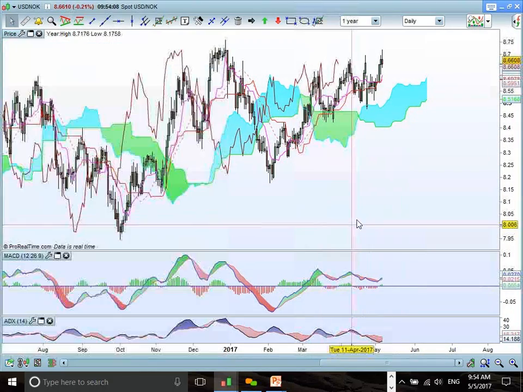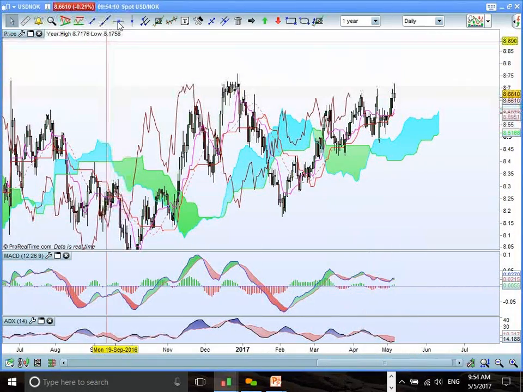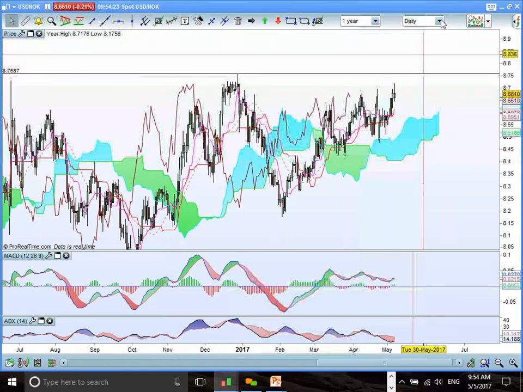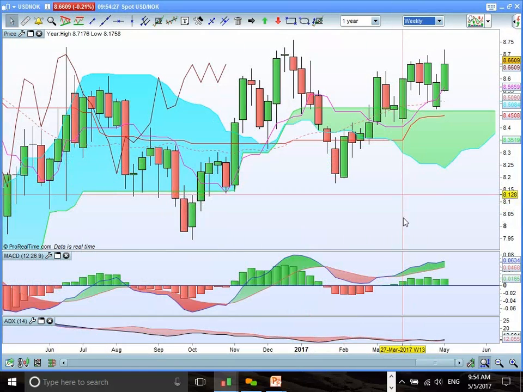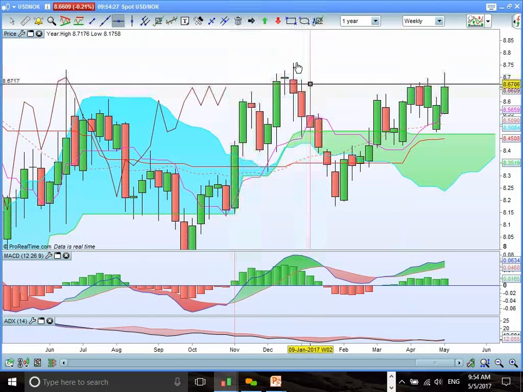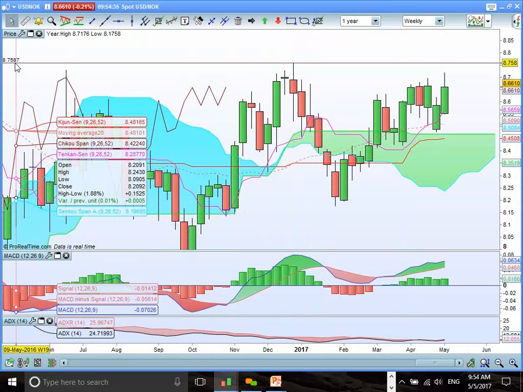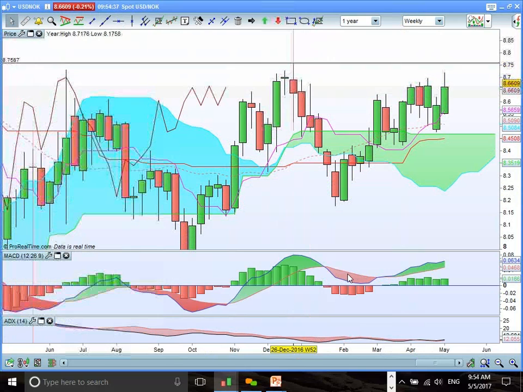US dollar Norwegian krone. We're back here at all-time highs for resistance. So watch out for 8.7587 as the next key resistance zone. So far we had a nice rebound from the top end of the cloud chart support zone. If we turn to the weekly, we can see we're getting closer to the old highs here. That might just be 8.7587 as the next key resistance zone. So this rally, nice rally after the MACD buy, is getting closer to those key resistance zones, 8.7520.